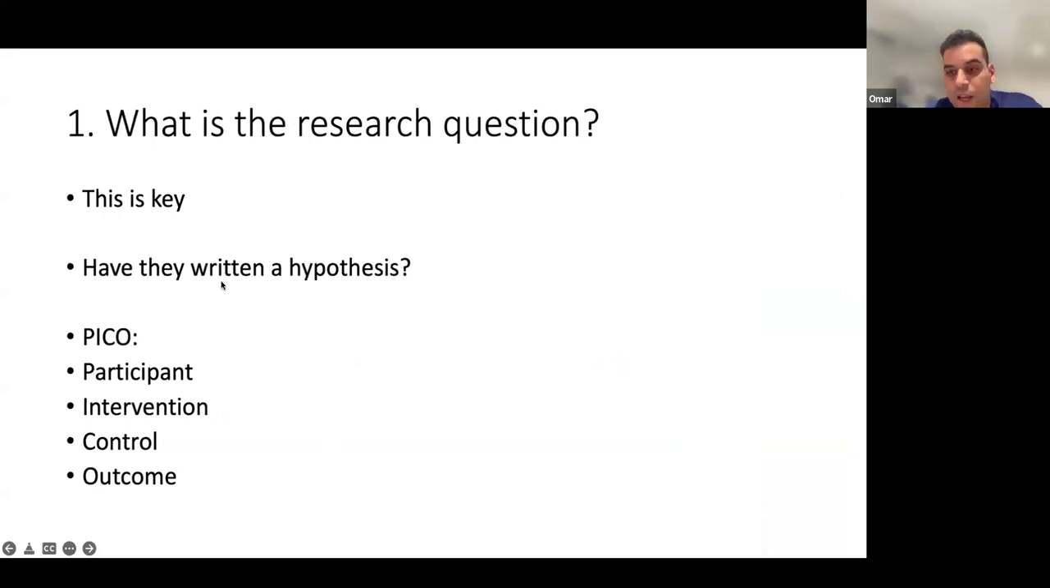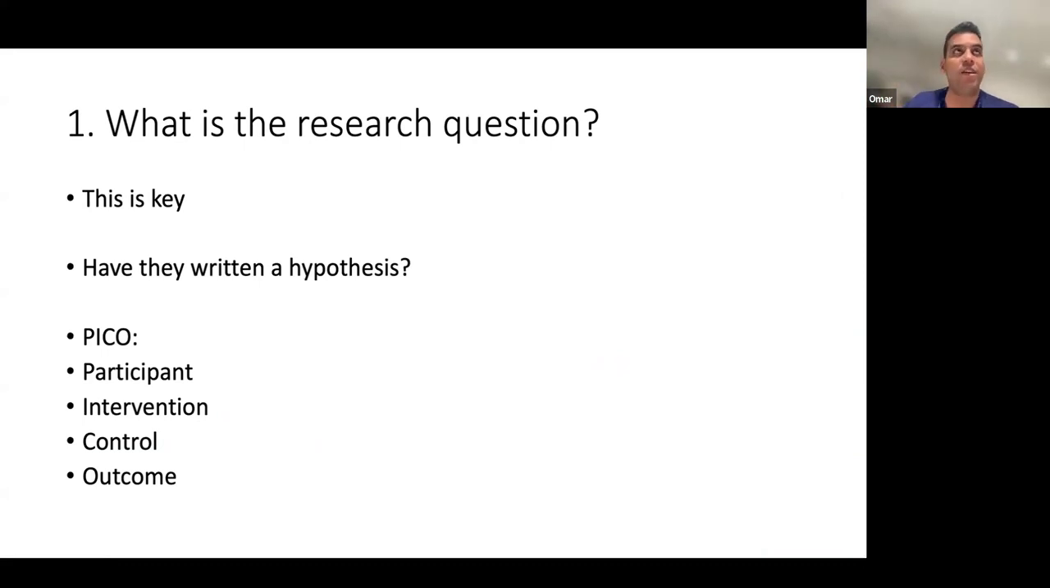So the first thing I always ask myself when it comes to a quick abstract review is, what is the research question? Have they written a hypothesis? Okay. And I write out the PICO. So in the exam, and lots of people do this mentally, some people write it out, they would write, what is the PICO? So they would have PICO: participant, intervention, control, and outcome. Okay. This is really important because that's the first thing that you're going to describe to the examiner when you've critiqued the paper.